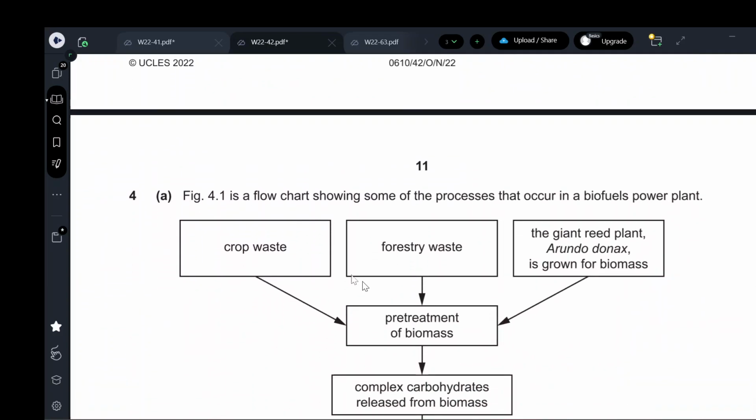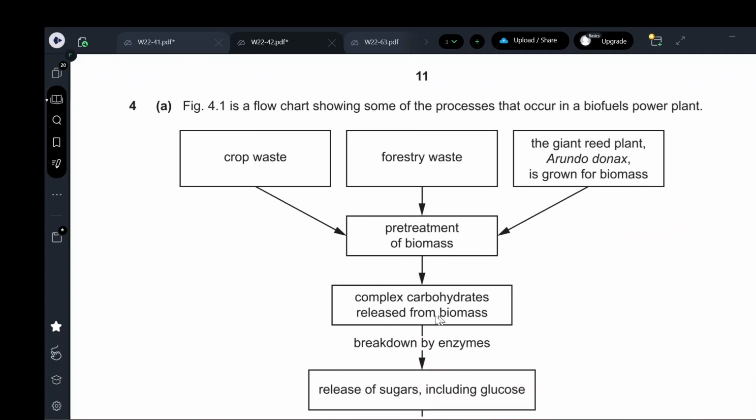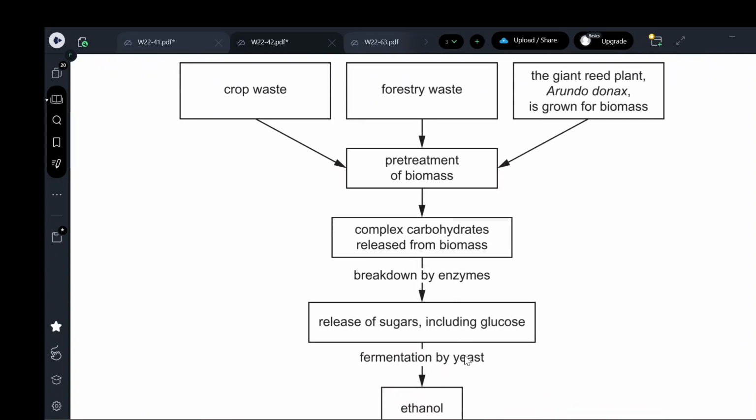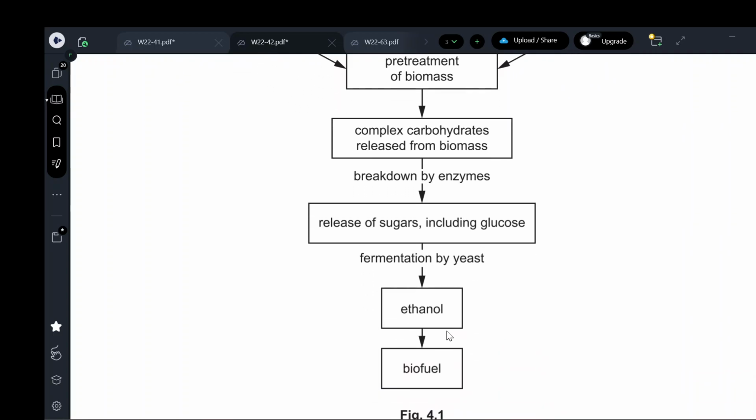Okay. Question 4, flow chart showing the processes that occur in a biofuel power plant. I am making biofuels. Crop wastes, forestry wastes, giant reed plants grown for biomass. I do the pre-treatment. Complex carbohydrates are broken down by enzymes, releasing sugars, then fermentation by the yeast gives out ethanol that is used as a biofuel.